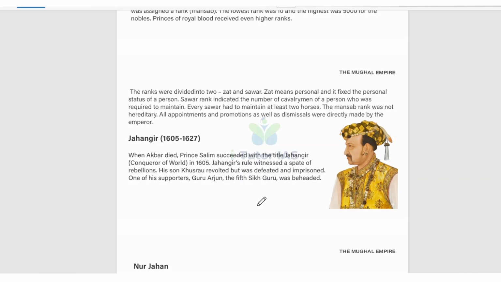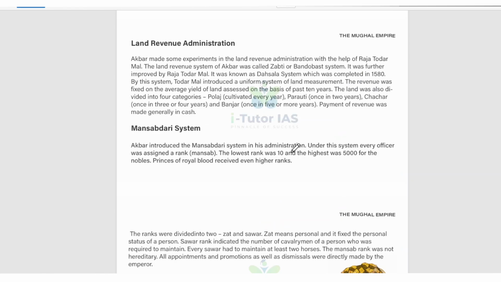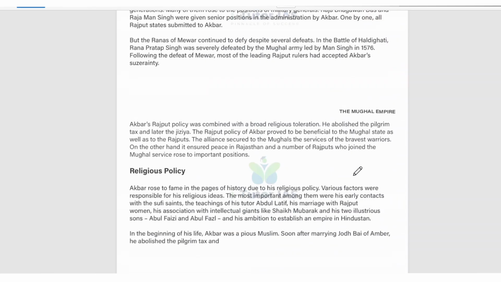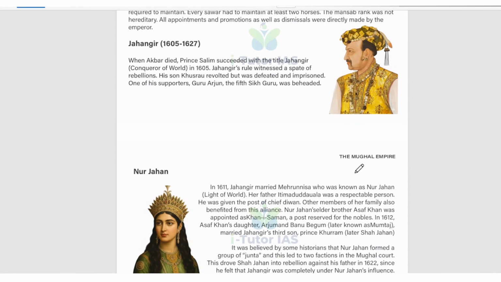Zat means personal, and it fixed the personal status of a person. Sawar rank indicated the number of cavalry a person was required to maintain, and every Sawar had to maintain at least two horses. The Mansab rank was not hereditary. All appointments and promotions as well as dismissals were directly made by the emperor. So that is the administration and policies of Akbar. And next is Jahangir.